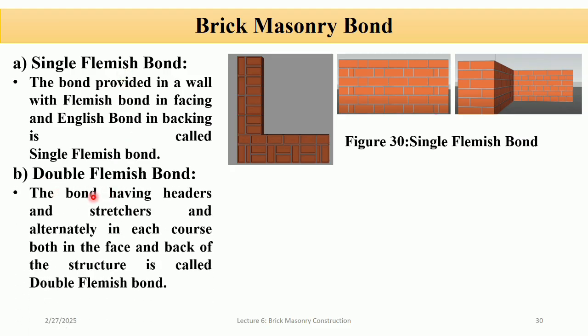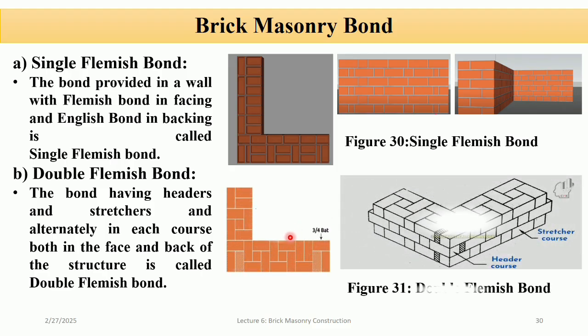And the double Flemish bond: the bond having headers and stretchers alternately in each course, both in the face and back of the structure, is called double Flemish bond. So in the double Flemish bond, you can say that the backing and facing are the same. We have provided Flemish bonds on each face. You can see in the figure that this is the plan view. So here you can see the Flemish bond, and here you can see the Flemish bond.